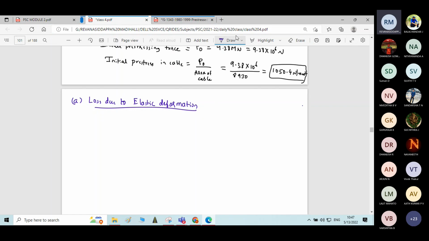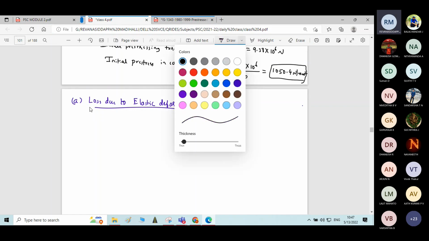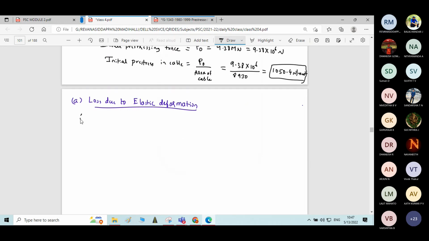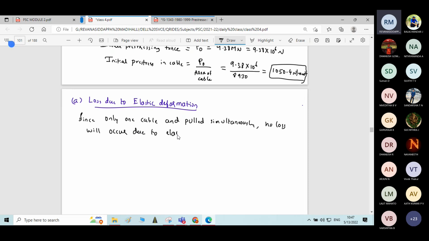Here you can write a sentence: since only one cable is pulled simultaneously, no loss will occur due to elastic deformation.